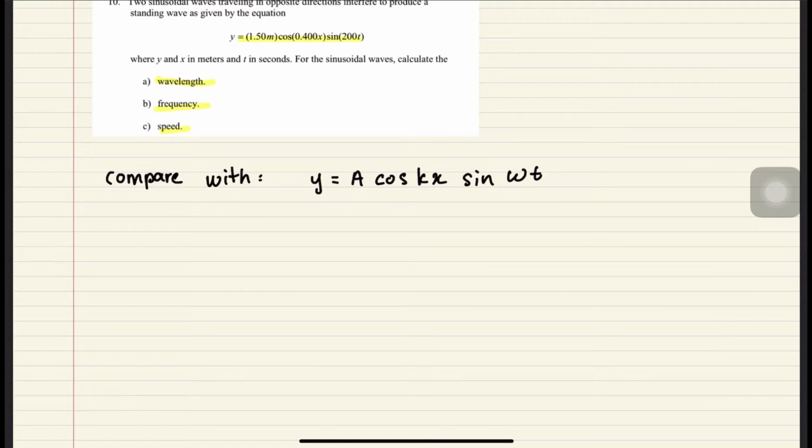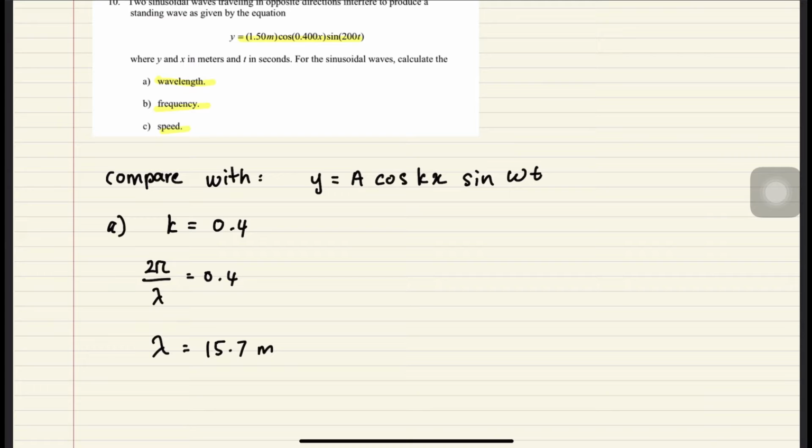So here you can see that the amplitude is equal to 1.5, but they didn't ask that. They asked you to find the wavelength, which is inside the k. So k here is equal to 0.4, which equals 2 pi over lambda. If you calculate your lambda, you will get 2 pi divided by 0.4, which is 15.7. The units of y and x are in meters, so this one will be in meters as well.